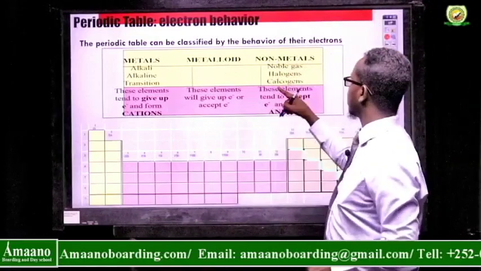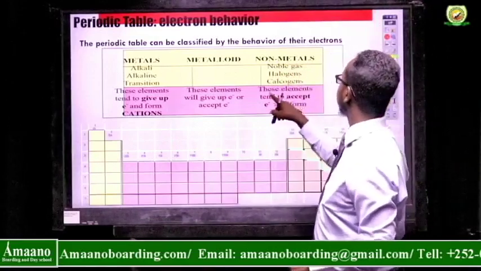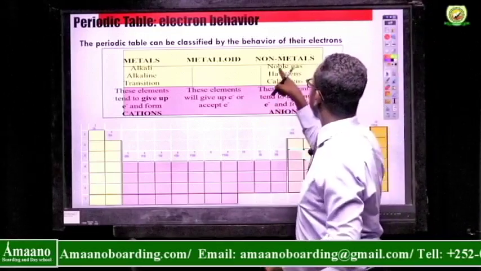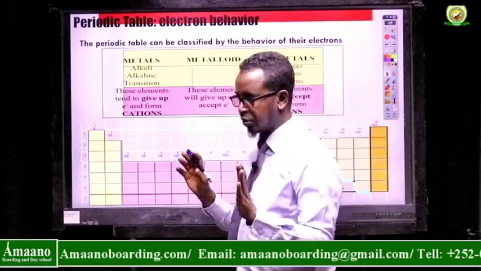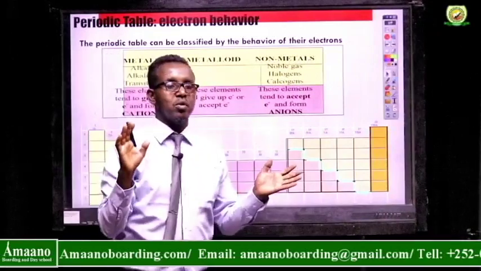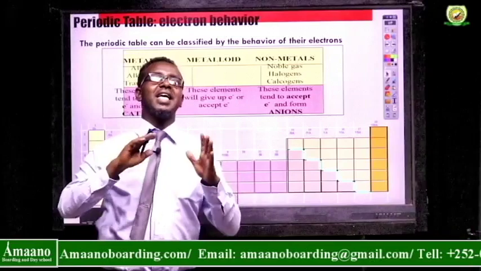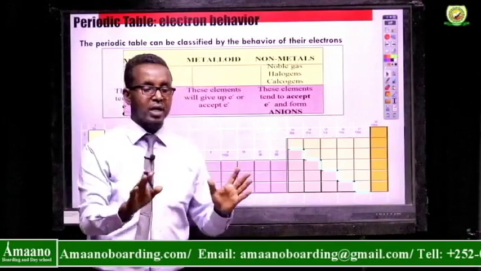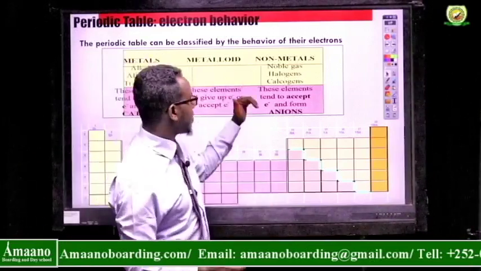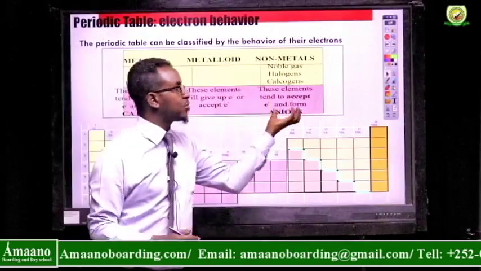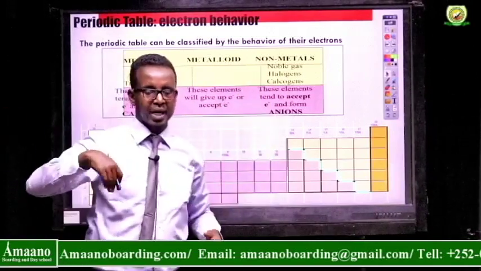Noble gases, halogens, chalcogens, which is group 6, these elements tend to accept electrons to form anions. So noble gases are always an exception. Why? They can't lose electrons and they can't accept electrons. They are inert, what we call unreactive gases. But non-metals, halogens and chalcogens, they accept electrons from the other atoms like metals.